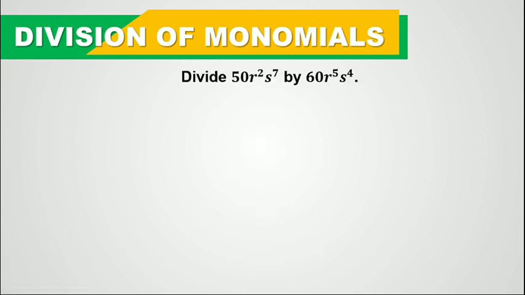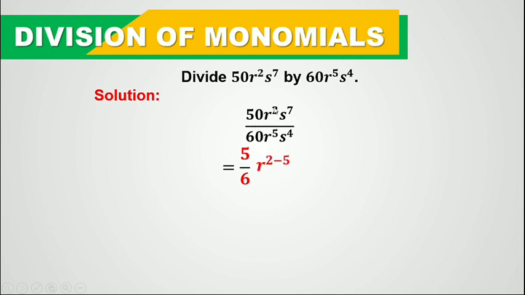Let's try to divide 50r squared s to the 7th power by 60 r to the 5th power s to the 4th power. So again, we're going to look for the GCF of 50 and 60. So that's basically 10, right? So we're going to divide each of these numbers by 10. So 50 divided by 10, that's 5. And then 60 divided by 10, that's 6. And then r, the exponent of the dividend, so 2, minus the exponent of the divisor, 5, and then s to the 7th power, so minus 4. And then we're going to simplify these further.